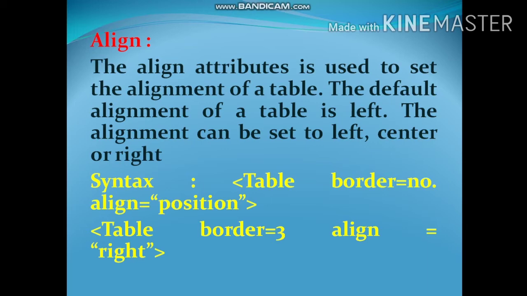How to use it? The syntax is table border equal to the number, the size of the border, then align equal to the position. Example is table border equal to 3, align equal to right.